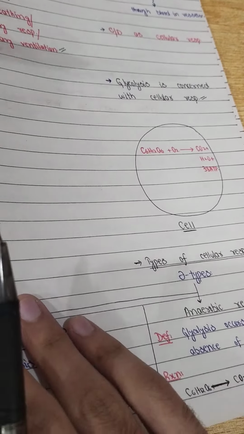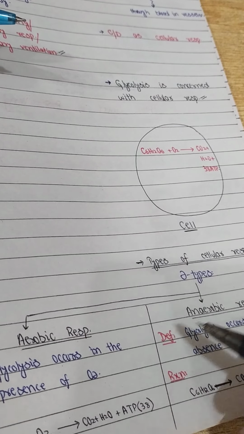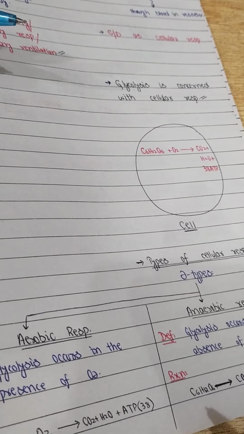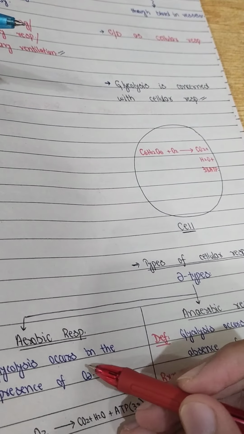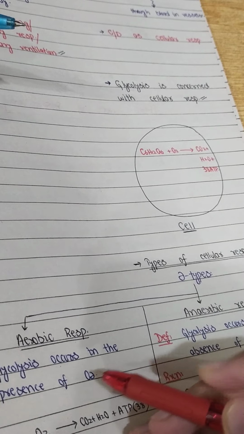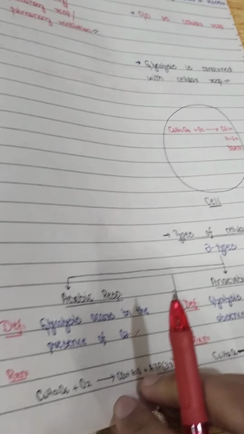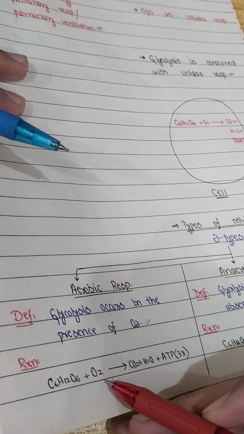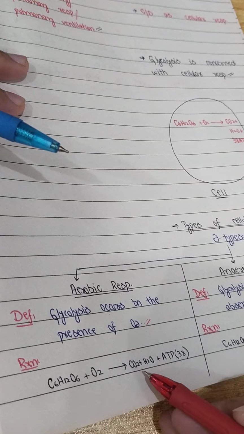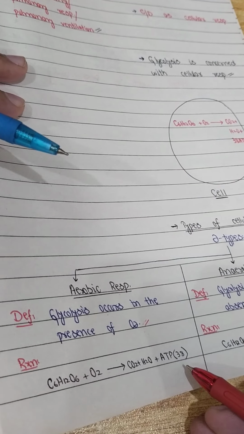There are two types of cellular respiration or internal respiration. One is aerobic respiration and the second one is anaerobic respiration. In aerobic respiration, glycolysis, that is breakdown of glucose, occurs in the presence of oxygen. Here is the reaction: C6H12O6 combined with oxygen forms CO2 molecules, water molecules, and 38 ATPs.